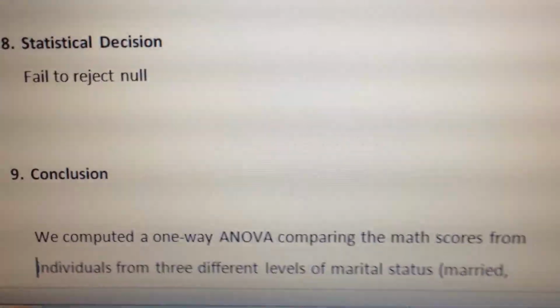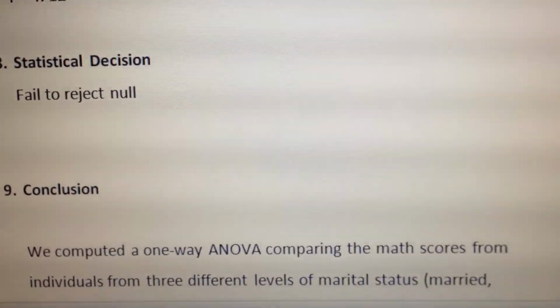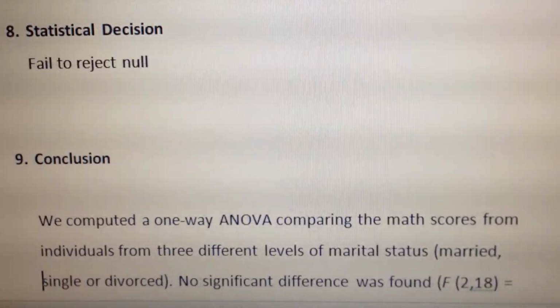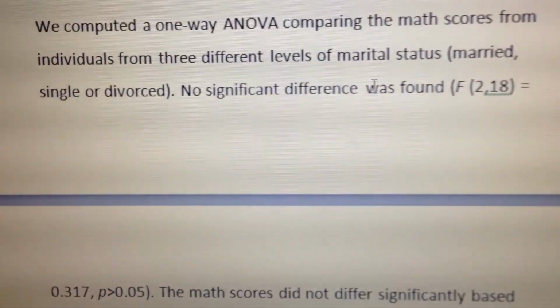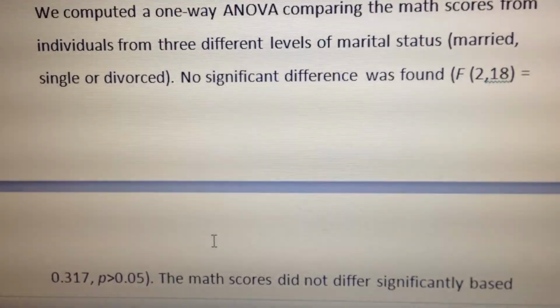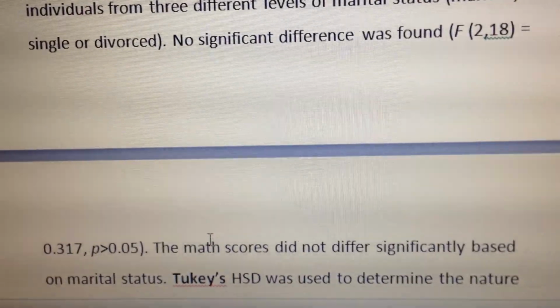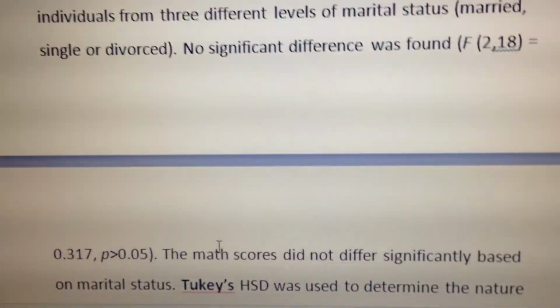So what can we conclude from this? Well, we can say that we computed a one-way ANOVA comparing the math scores from individuals from 3 different levels of marital status: married, single, and divorced. No significant difference was found. F with degrees of freedom 2 and 18 equals 0.347. P is greater than 0.05. And we say that the math scores did not differ significantly based on marital status.